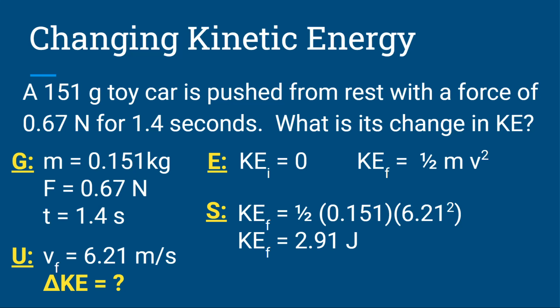So guys, what's my change in kinetic energy going to be? If I started with 0 and now I have 2.91, what's it going to be? Positive 2.91. You don't have to do that algebraically, but you can. It looks like this, 2.91 minus 0, which of course is positive 2.91 joules. This toy car has gained 2.91 joules of kinetic energy because we pushed it. Questions about this one? All right.